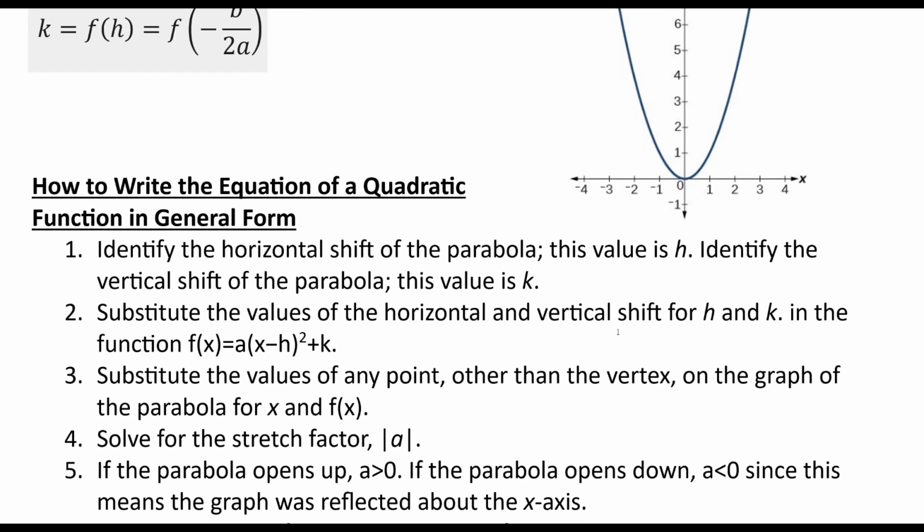Substitute the values of the horizontal and vertical shift for h and k into the function f of x equals a times x minus h squared plus k. Substitute the values of any point other than the vertex on the graph of the parabola for x and solve to see what the stretch factor is. So it should go through 1, 1. If it goes through 1, 2, that means your a is 2.